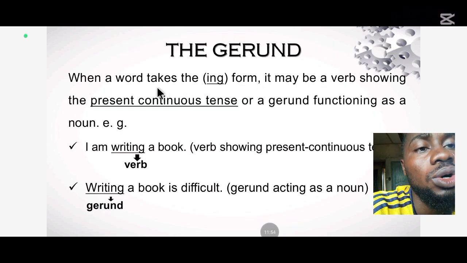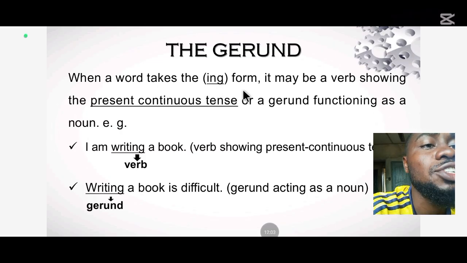When a word takes ing, you can see ing is underlined. When a word takes the ing form, it may be a verb showing the present continuous tense. You know, ing is a continuous tense. A word having ing or ending in ing is in a continuous tense.